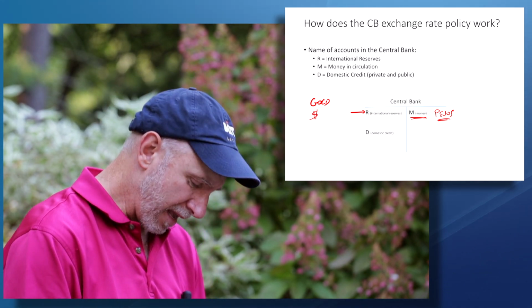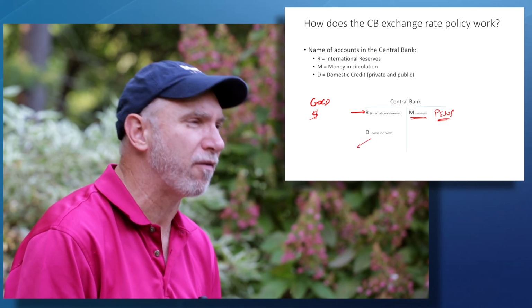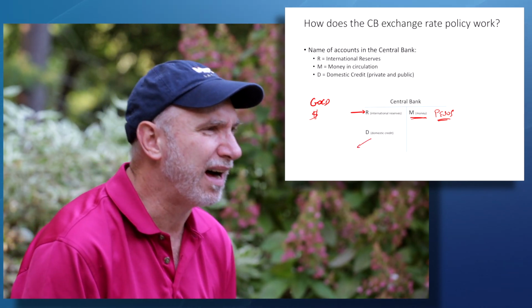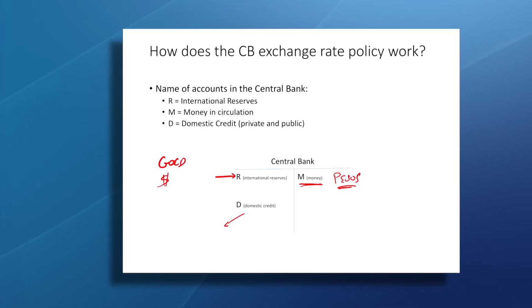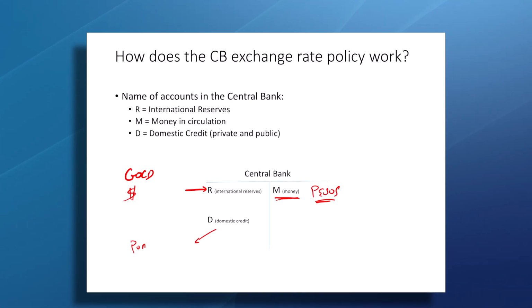Domestic credit is the lending that the central bank provides to all the agents in the economy. So this includes, for example, the public sector. When they buy a treasury bond, truly what the central bank is doing is lending money to the treasury. So it is a liability of the treasury, which is an asset of the central bank.